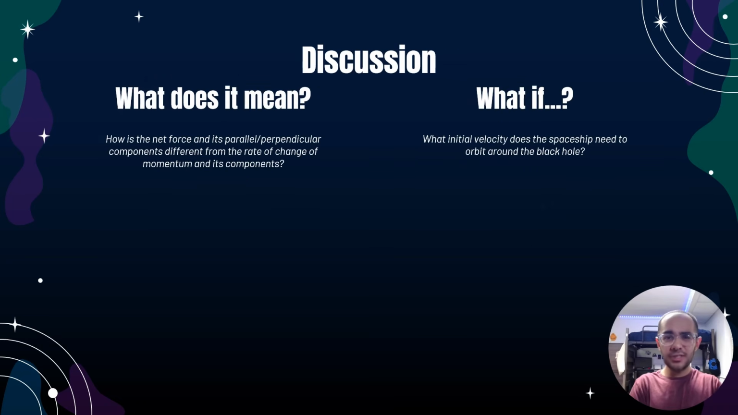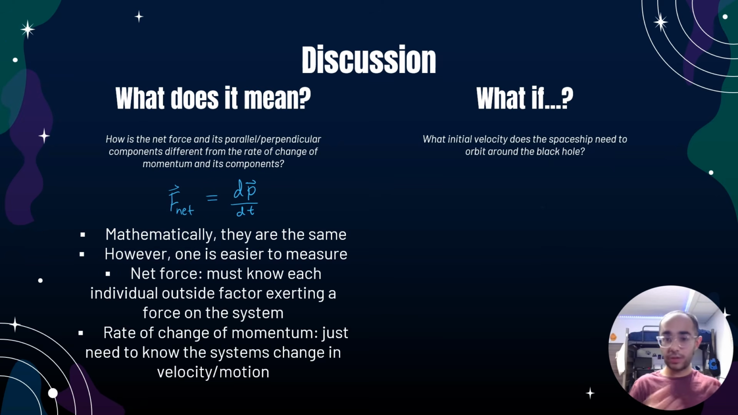All right, well, what does all this even mean? And how is the net force and its parallel and perpendicular components different from the rate of change of momentum and its components? Well, here's the formula. The net force is equal to the change in momentum over change in time. So mathematically, they're the same thing, but one is easier to measure than the other.